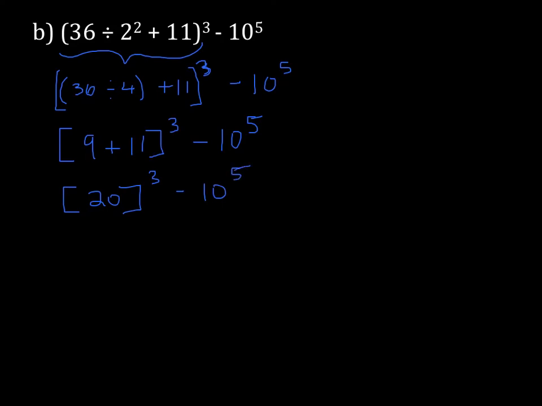So 20 cubed is just 2 cubed with a few zeros, so 20 times 20 is 400. 400 times 20 is 8,000, so this ends up being 8,000 minus 10 to the 5th. Now I can evaluate this power, and I could have done it earlier as well, but 10 to the 5th is just 10 with 4 zeros, so 10 to the 5th is 100,000. So 8,000 minus 100,000 is equal to negative 92,000.